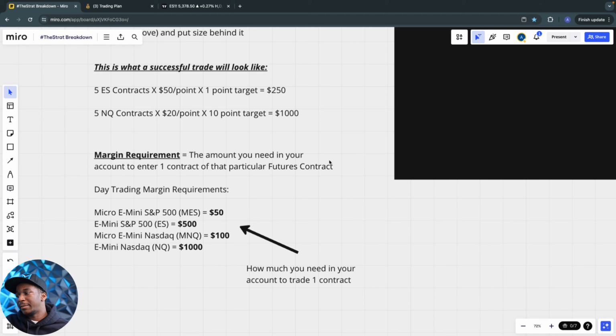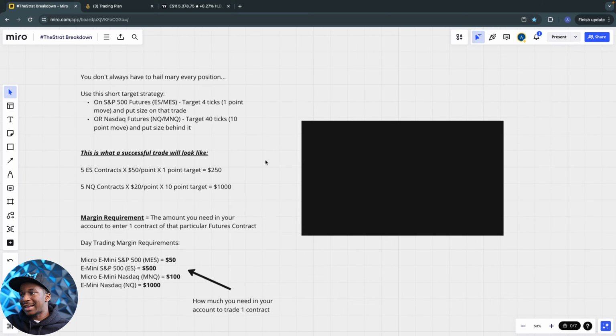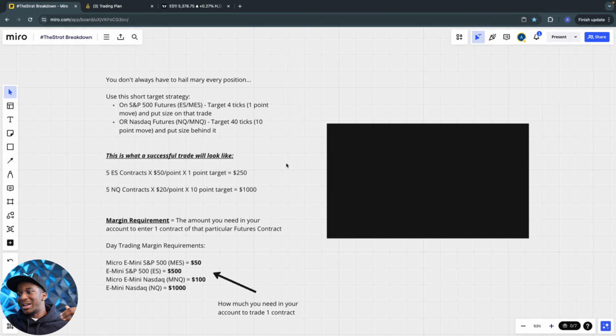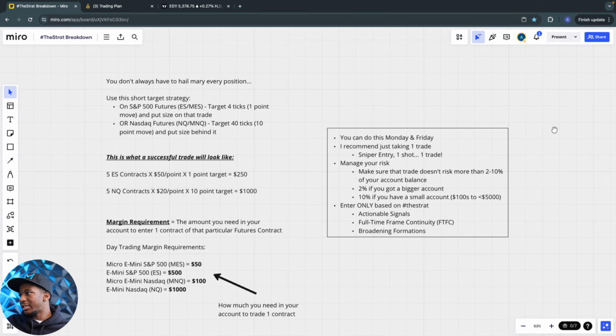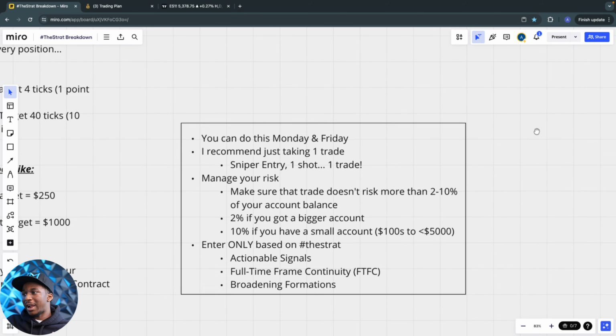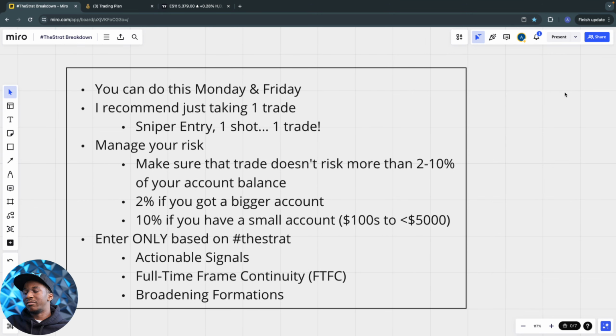That's good, right? So again, it's not about the size. It's literally just about the target, right? Because you can do these multiple times, but that's why I wanted to show you that. That's why they're short targets. So we delete this. You can do this Monday and Friday. I recommend just taking one trade, right? So get a sniper entry, one shot, one trade.